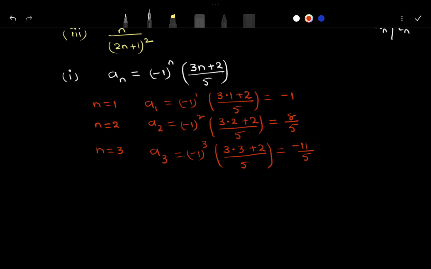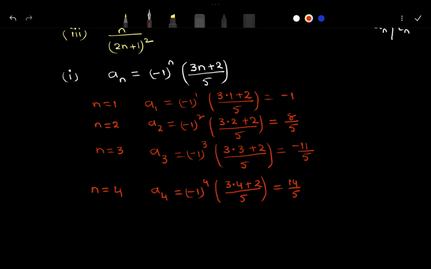If you write n is equal to 4, then we will get a4 is equal to (-1) to the power of 4 into (3 into 4 plus 2) divided by 5. Now (-1) to the power of 4 is plus 1. So 3 4s are 12. 12 plus 2 is 14. So this value is 14 by 5.